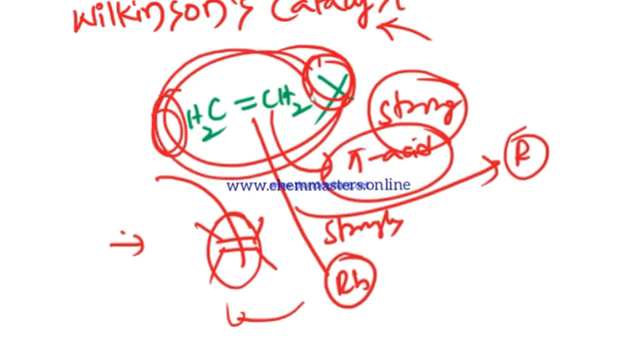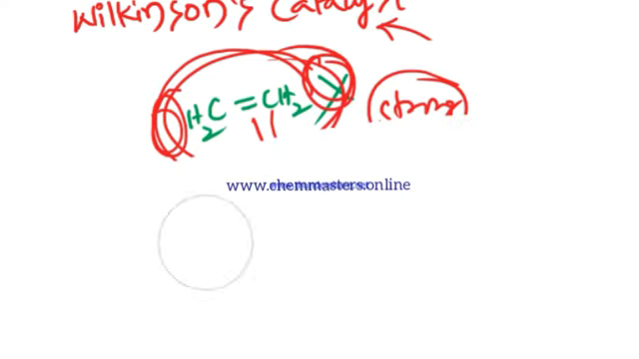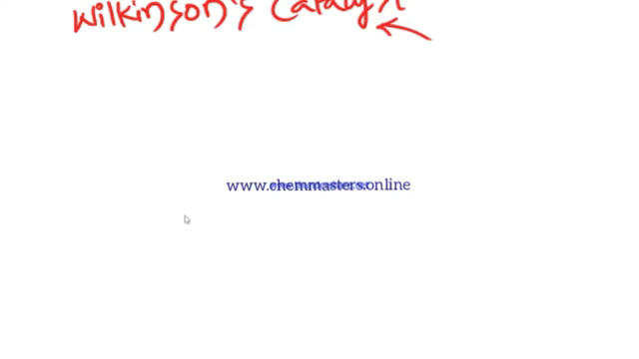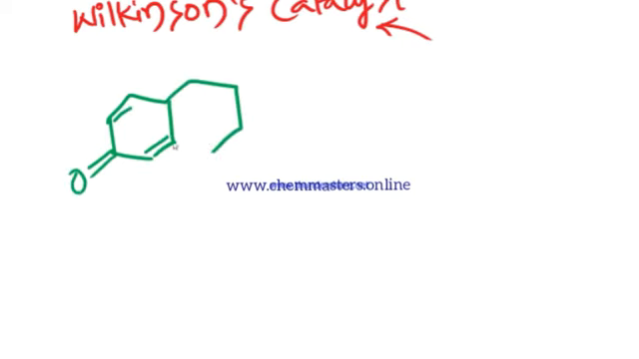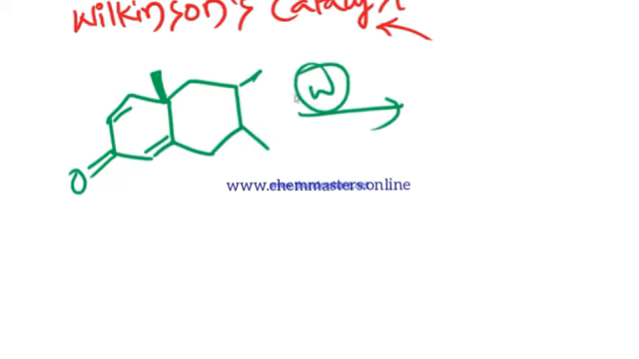Only substituted olefins and alkynes get hydrogenated with Wilkinson's catalyst. Okay, right, now just take an example. I'm showing one example here: the substrate has a 6-membered ring with unsaturation in it. Whenever we apply Wilkinson's catalyst, where does the hydrogenation take place? That is substrate selectivity.